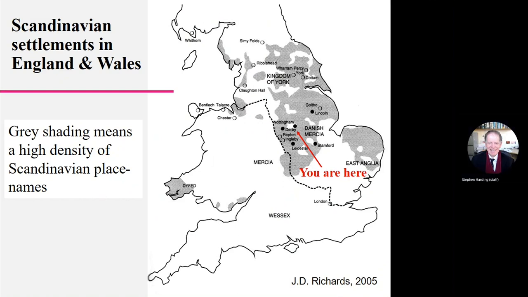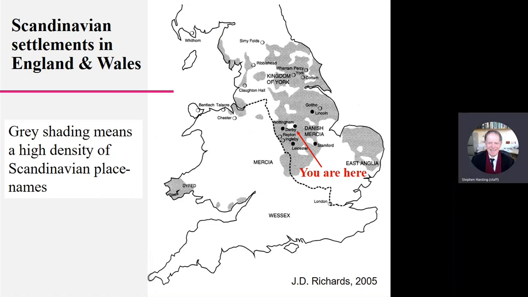This is from Julian Richards, University of York, and this is a map of Scandinavian settlements in England and Wales, and you can see where we are now. Actually, it's right in the middle of all this Scandinavian stuff. And actually, if you go from here along the A6006 towards Melton Mowbray, which is along the Wreake Valley, you see all these places with -by.